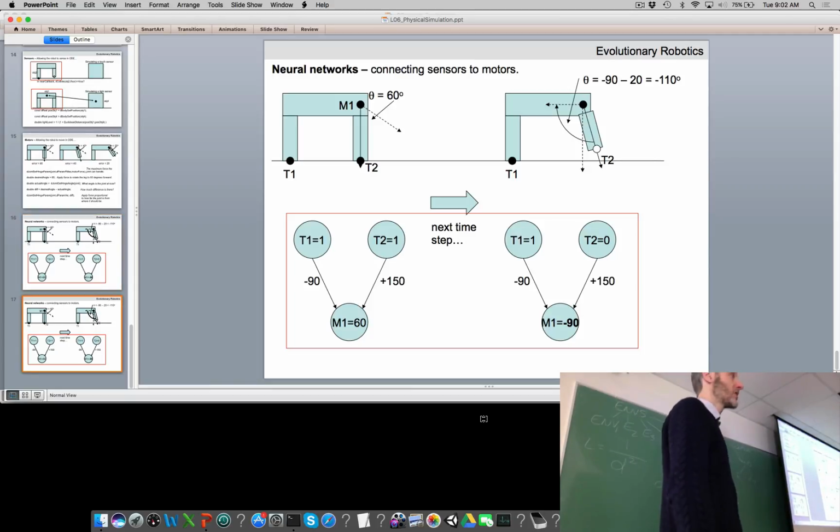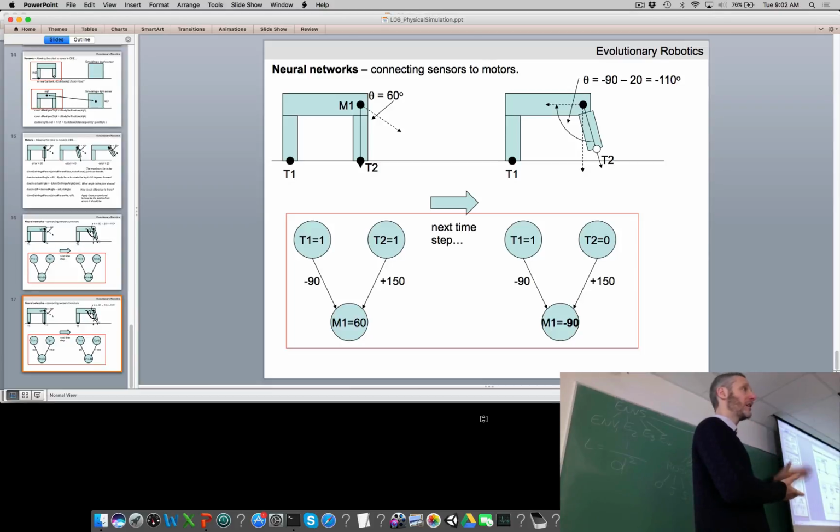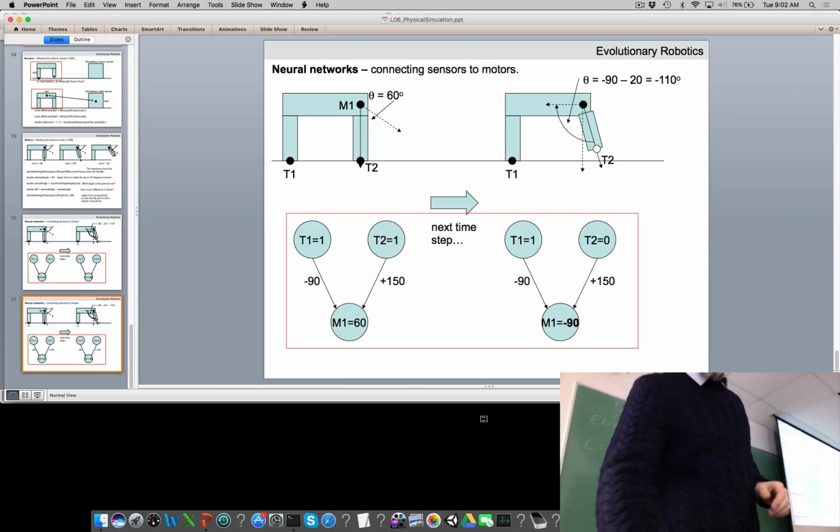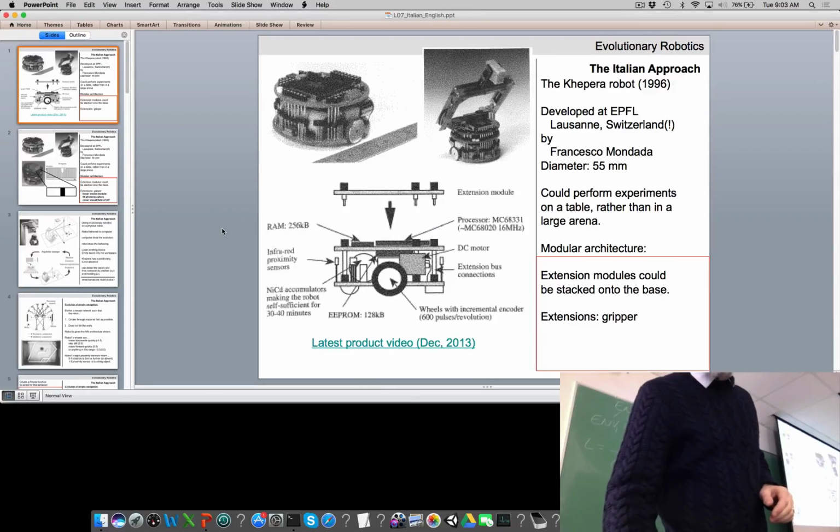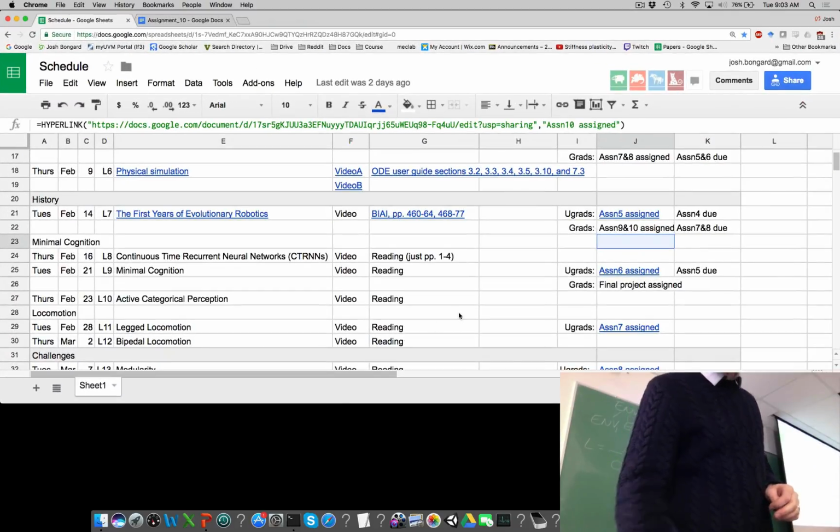But there's our robot, right? Even with this simple setup, we can get relatively sophisticated behavior like legged locomotion. Right? Okay, that concludes lecture 6. Any questions about physics engines? Again, all the reading for this lecture comes from the user manual. So for those of you that are interested in the nuts and bolts of how physics engines actually work, it's all there for you. Okay, so let's switch now and move ahead to the history of evolutionary robotics.